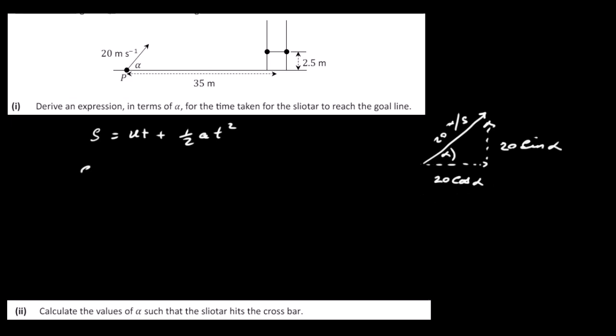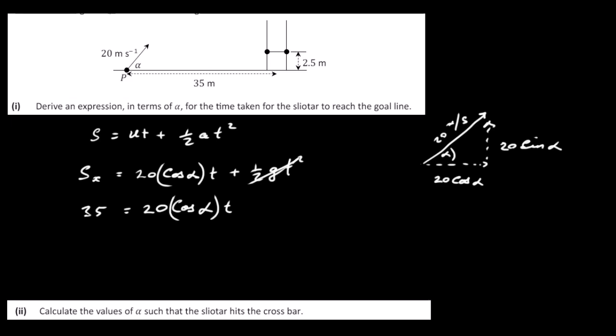So we want the distance in the x direction, which we know is 35, is equal to the initial speed in the x direction, which is 20 cos alpha, times t, plus half gt squared. G here is just going to be 0. So Sx here is 35 meters. So it's 20 cos alpha times t. This just becomes 0 because there's no gravitational force in the x direction.